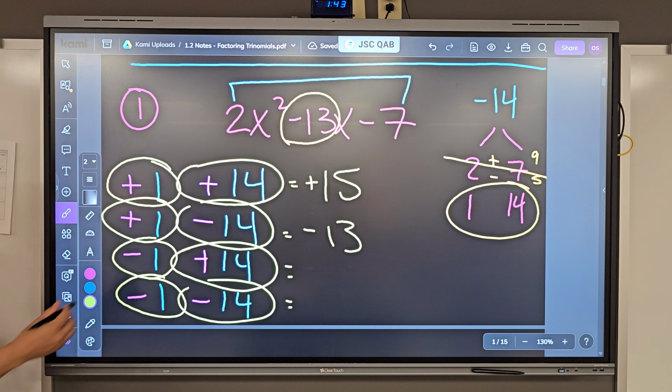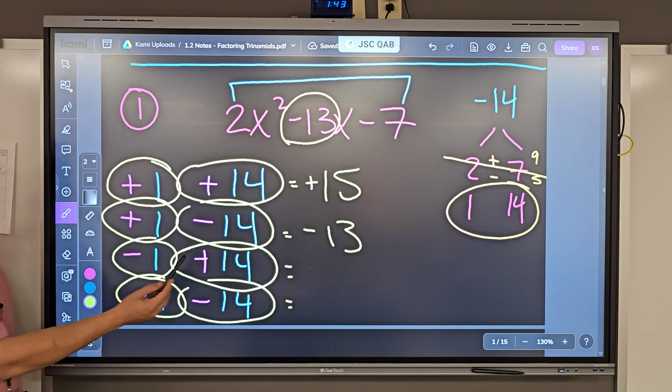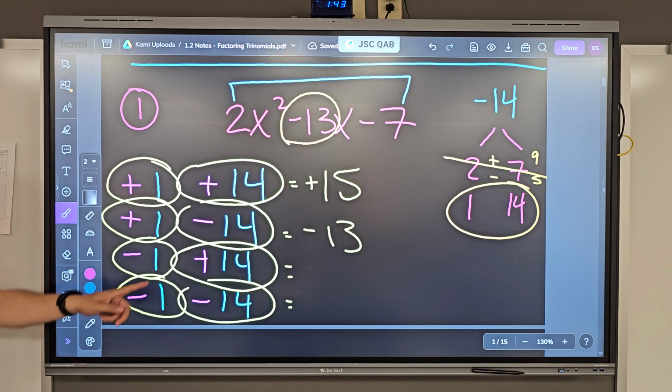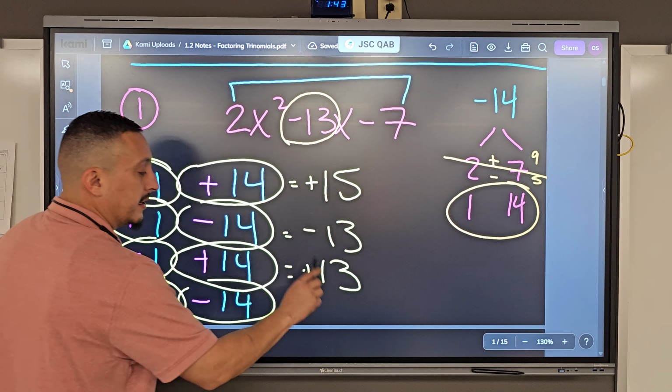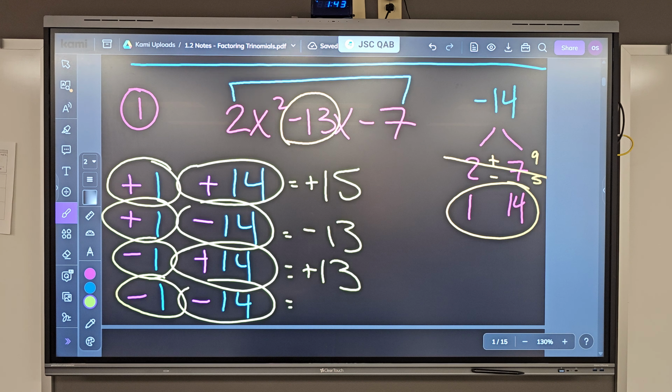Okay. This scenario is different. I have $14 in my wallet and I owe her $1. So I can pay her the $1, right? Do I have money left over? Absolutely. But it's my money this time. So positive 13. Okay. The last scenario is I owe her $1 and I owe him $14.